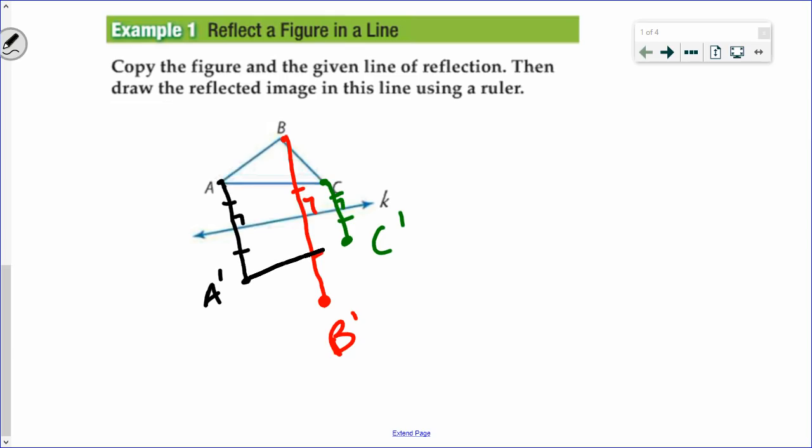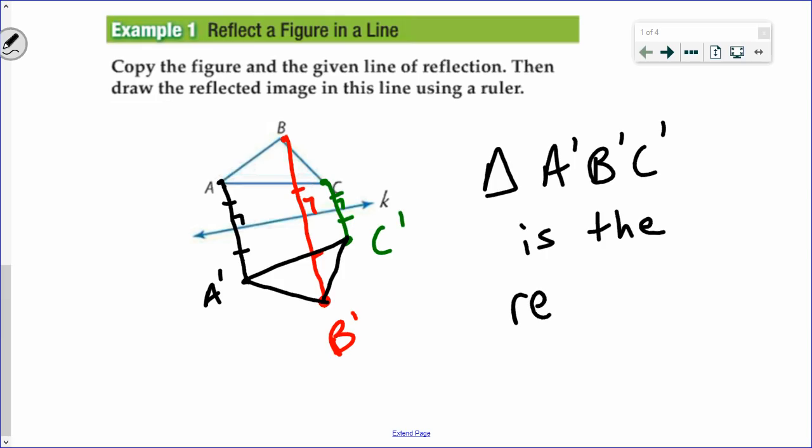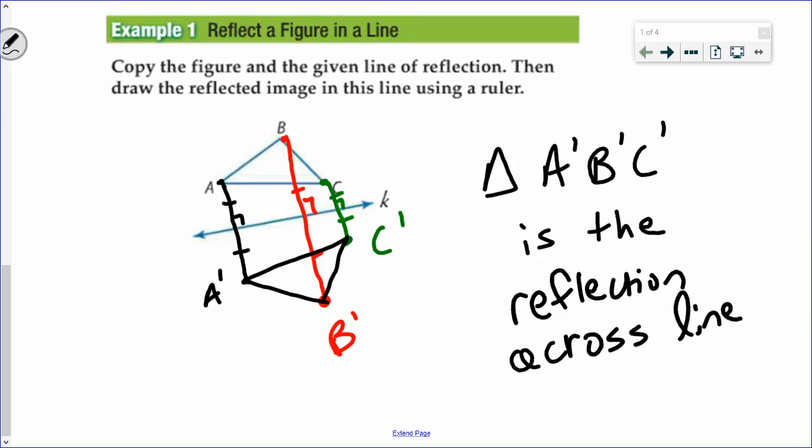And then we, of course, are connecting these. Now triangle A prime, B prime, C prime is the reflection across line K. All right, and so at this point, if you want to pause, go ahead and try to reflect PQRS on the next page across line N, and you can pause and try that in your own notes.